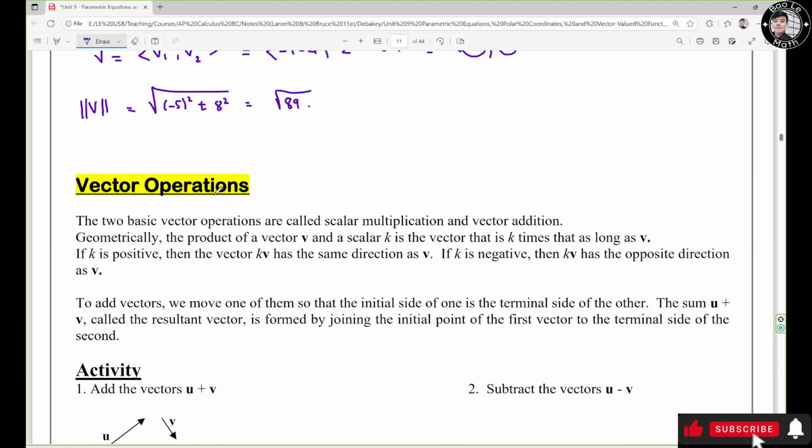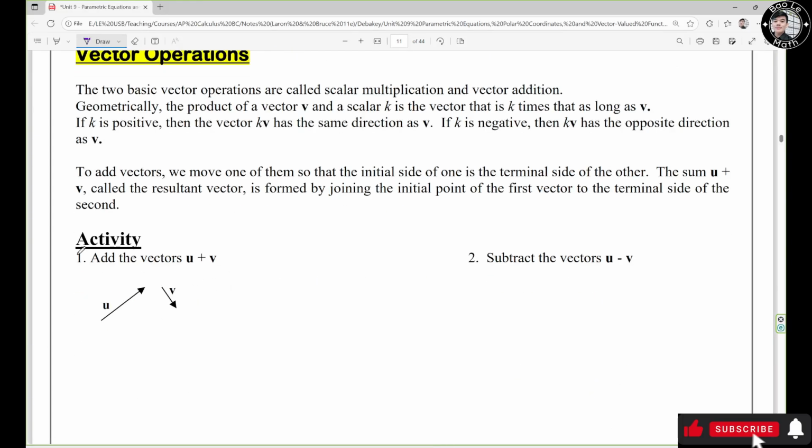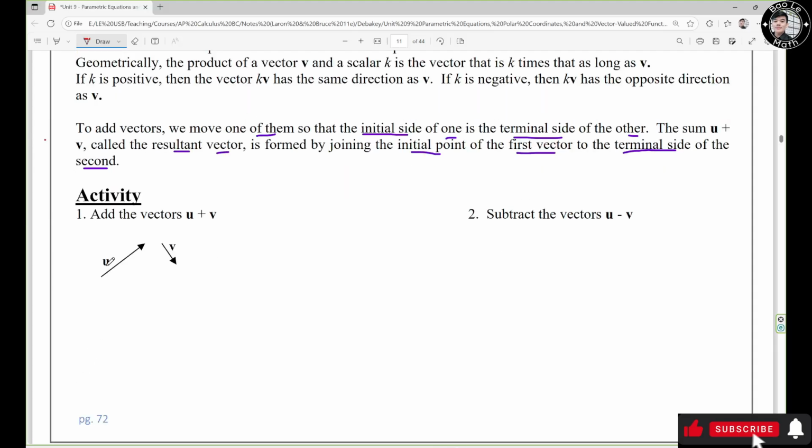Now, we're going to talk about vector operations. First, if you add two vectors, you're going to move one of them so that the initial point of one vector is the terminal point of the other vector. The sum u plus v, called the resultant vector, is formed by joining the initial point of the first vector to the terminal point of the second vector. Now I'm going to keep vector u in the same position. I shift vector v down like this and then up like this, so I'm going to get this guy right here.